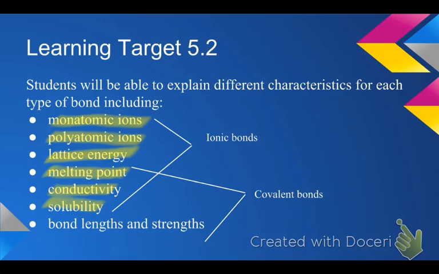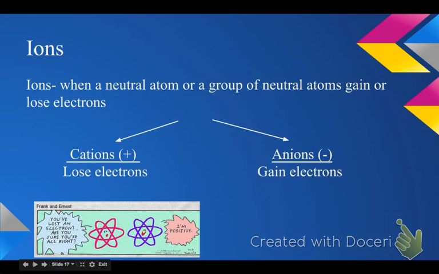For covalent bonds, we want you to be able to talk about the melting point, the solubility, the conductivity, and bond lengths and strengths, and how those two things are related. So let's get going. First, let's talk about ions.